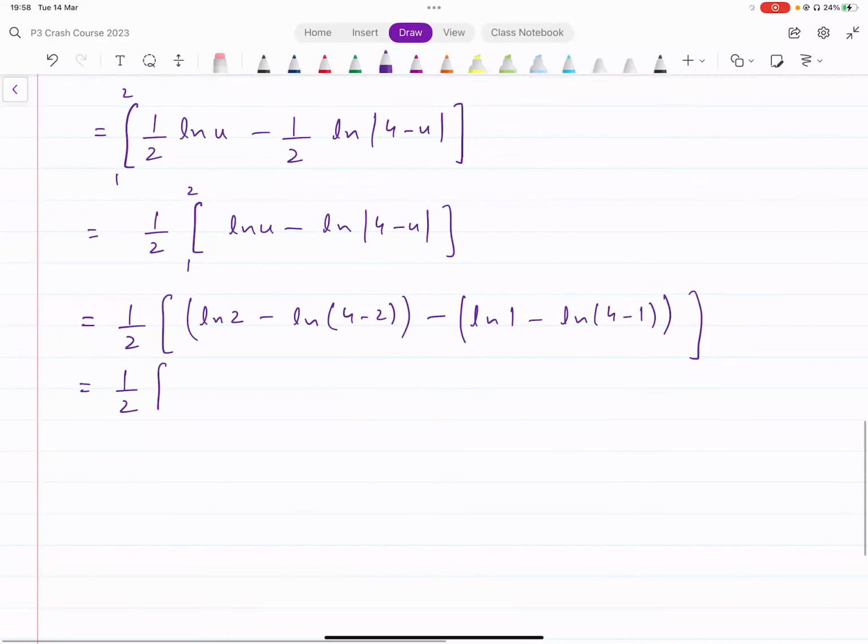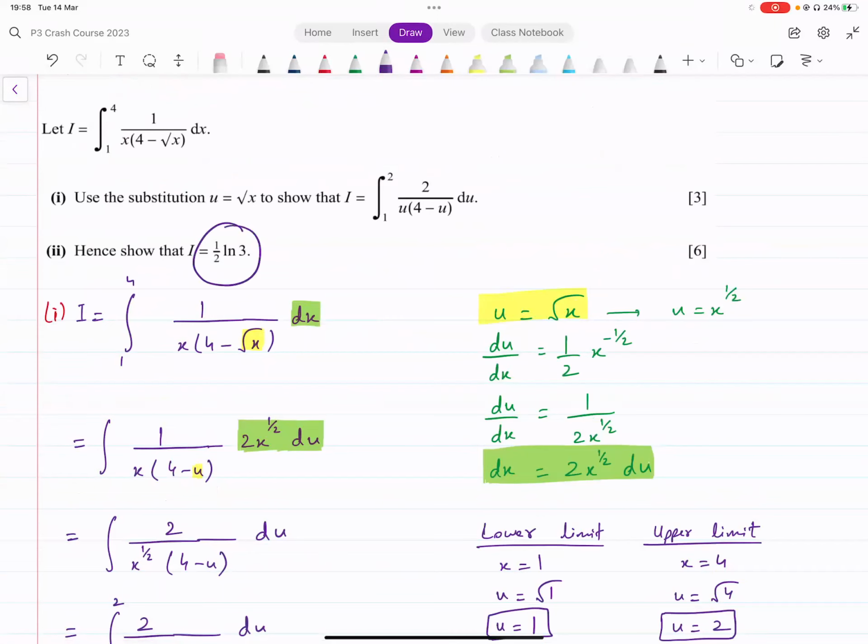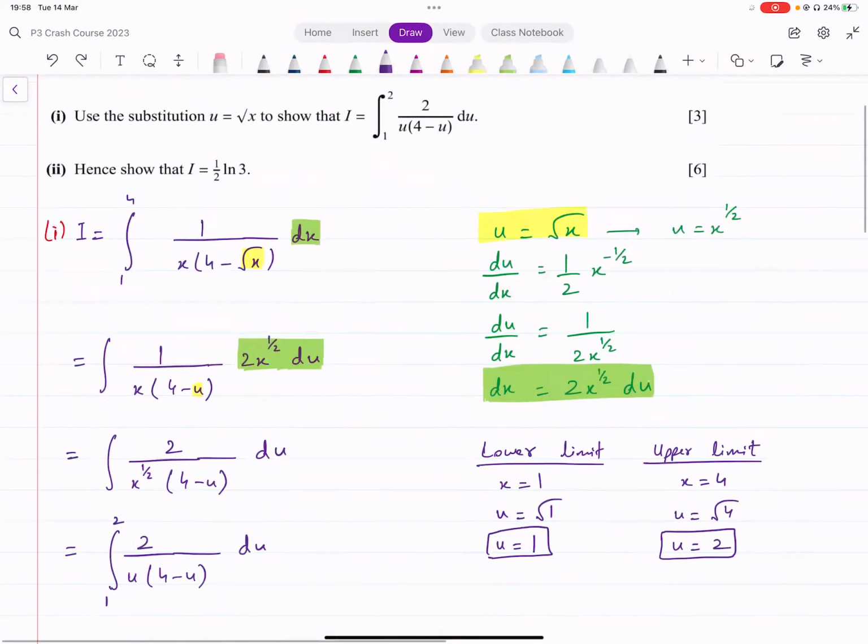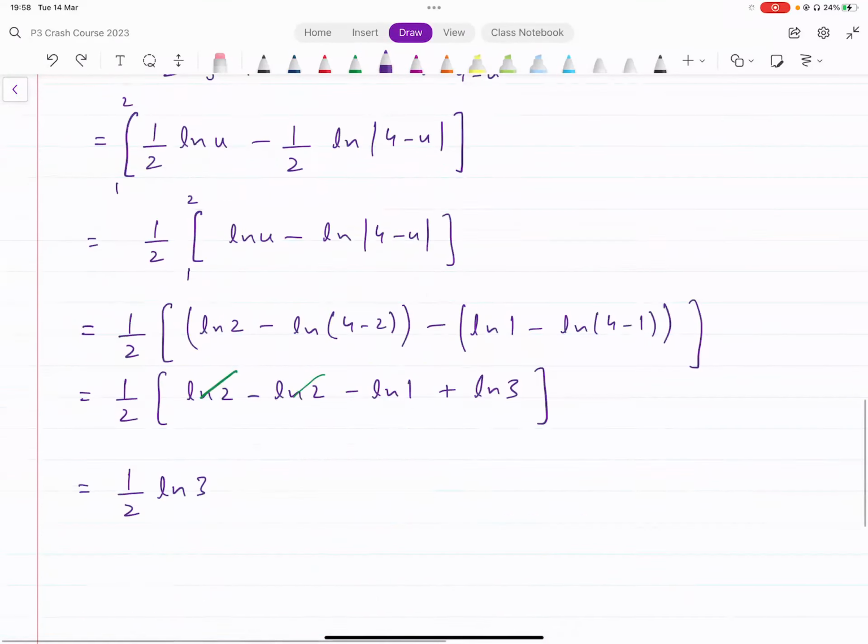Now let's see what we had to prove. That's exactly what we had to prove there. Half ln 3, that the integral turns out to be half ln 3. And there it is. We've done that. Okay, so that's how integration by substitution works.